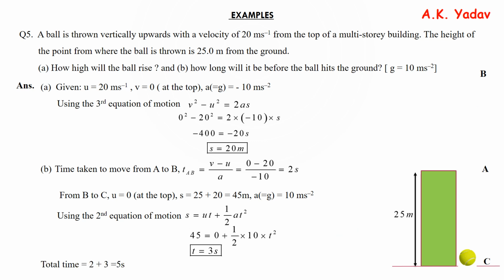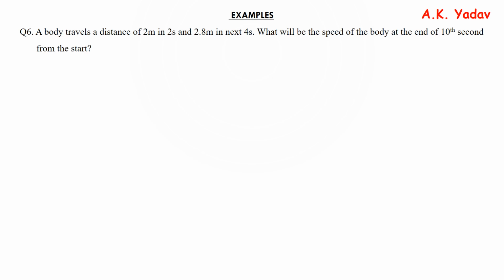Now the B part can be done in another way by using the second equation, that is S is equal to ut plus half at square. In place of S, we will use minus 25, that is the displacement, and then u is 20, t we have to find, a is minus 10. When you solve, you will get t is equal to 5 seconds. Let's move to question number 6.